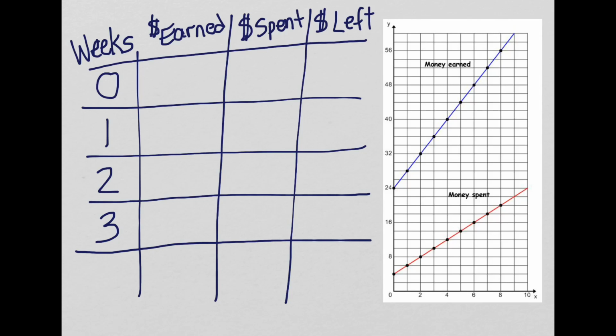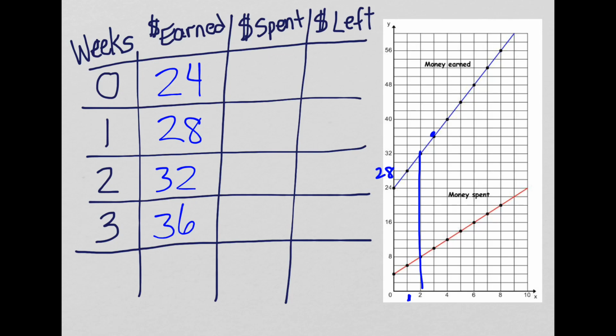The money earned is going to be blue this time. And so in week 0, how much money had he earned? Well, he was at the 24 right there. So in week 0, he had $24. And then at week 1, we're going up by 2s again: 26, 28 right there. So then he had $28. In week 2, he had $32. In week 3, he had $36. And you can see that the pattern is we're adding 4 every time. You get me? Okay.